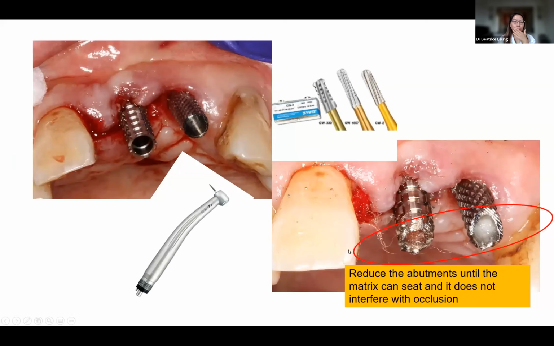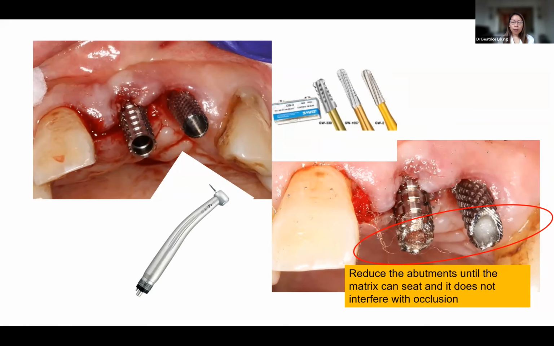Okay, now this is not a single tooth implant, but this is a case that I actually documented to show you the steps of what I'm doing. This is not immediate, just so that you know. The implant was already placed, but I'm going back to making a temporary.